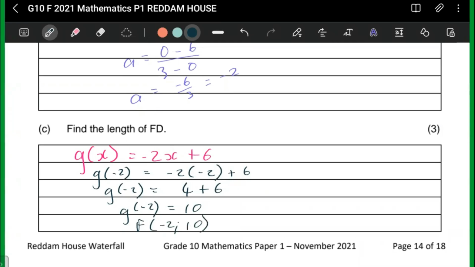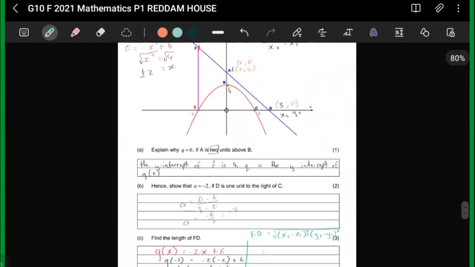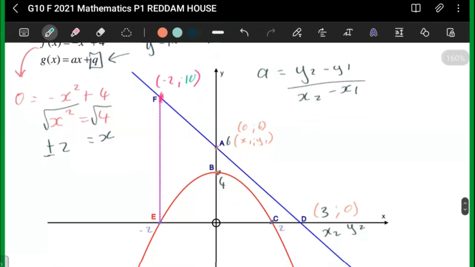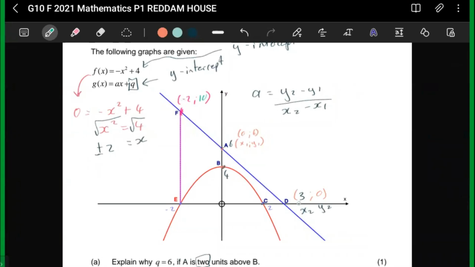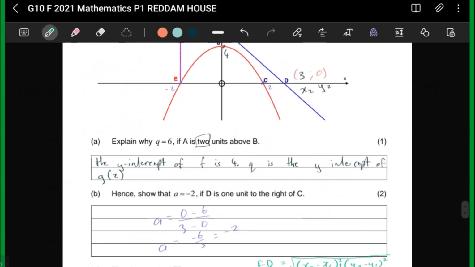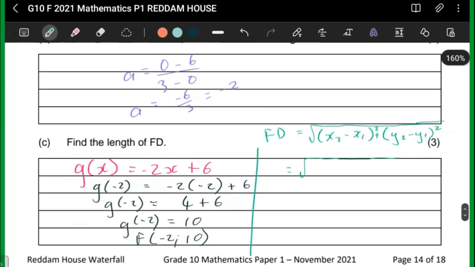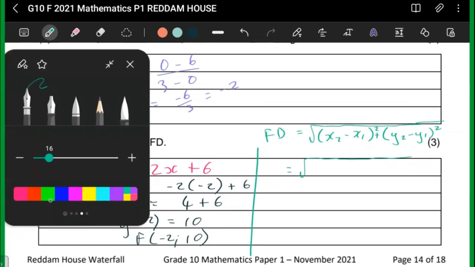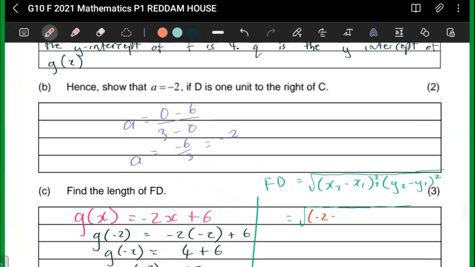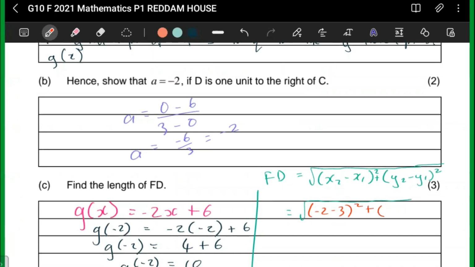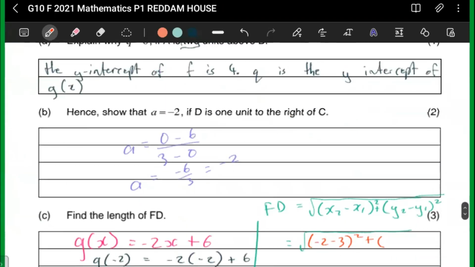Now you can get the distance of FD using the distance formula. You already know, you can just say the square root of (x2 minus x1) squared plus (y2 minus y1) squared. It doesn't matter which ones you want to start with. You can label it however you want, but we're starting with the x's, right? So we can say here -2 minus 3, and we square it. Then the y's, you can say 10 minus 0, and then you square it.